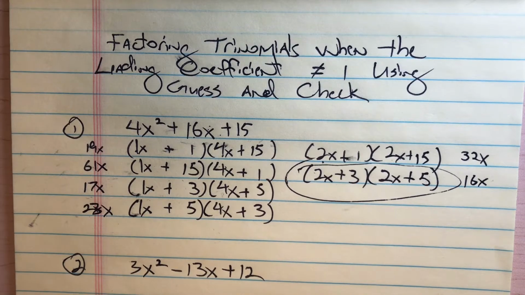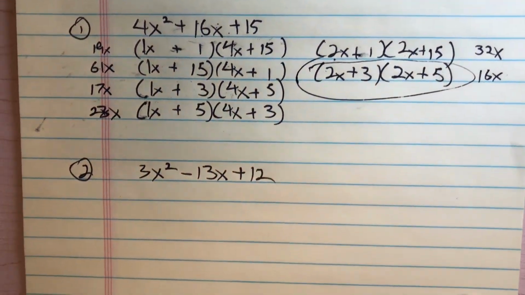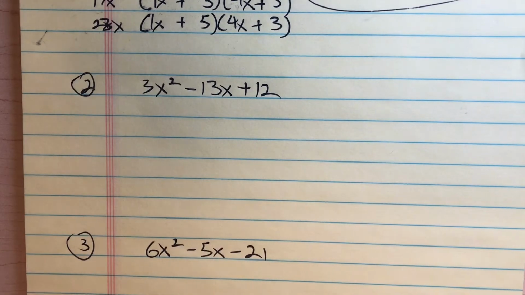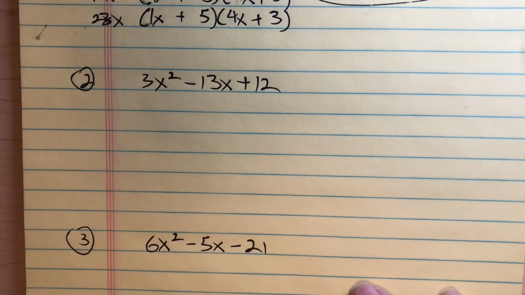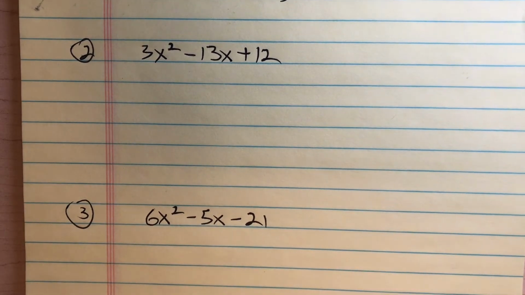Let's try another one. I would like you to try this one. The problem is 3x squared minus 13x plus 12. Go ahead and hit pause. Give that one a try. And then start when you're done on this problem. Okay, so hopefully you pressed pause and tried this. Let's go ahead and go through the possibilities for this.